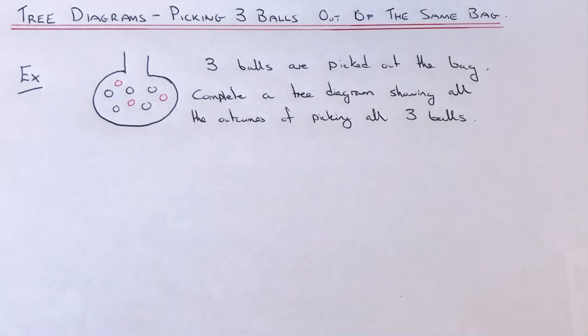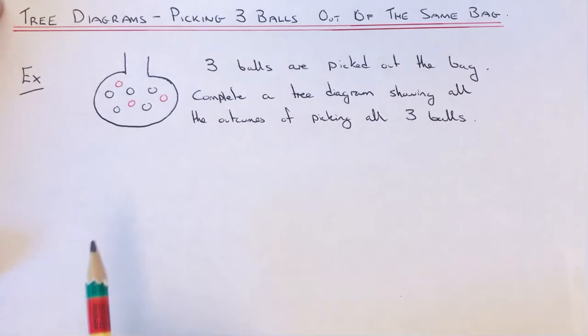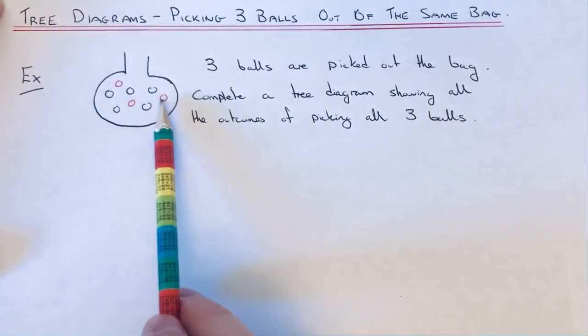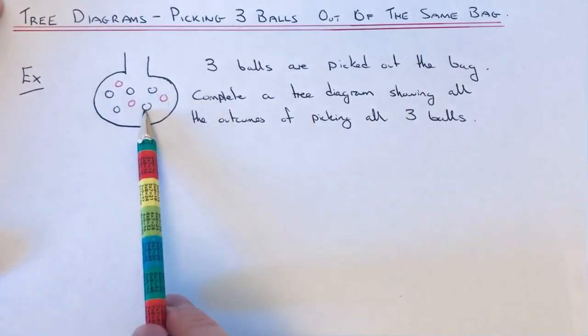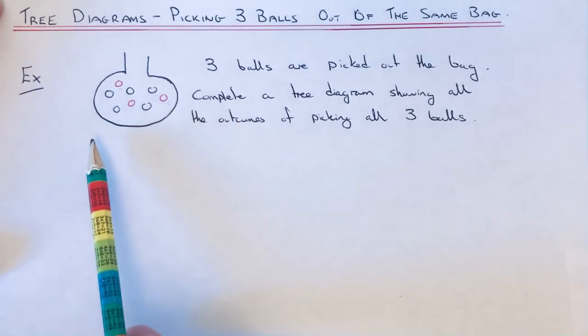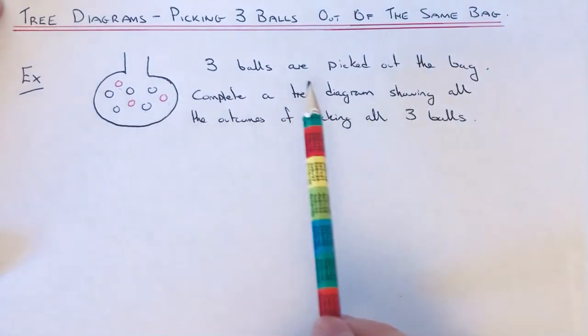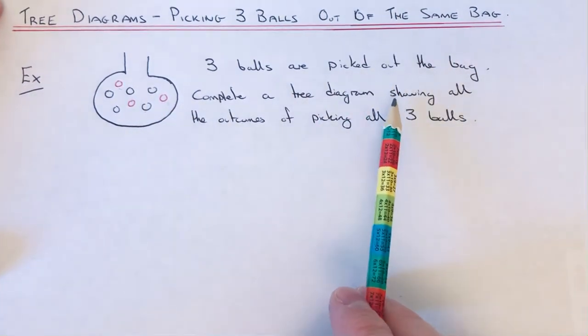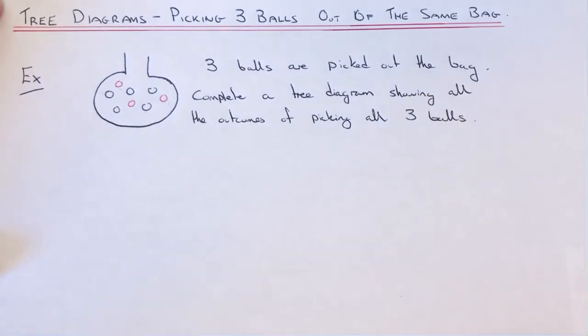Today I'm going to show you an example on drawing a tree diagram where I'm picking three balls out of a bag. Okay, so let's go straight into the example that we have here. So we have a bag of balls. In the bag we've got five black balls and three red balls. So we're going to pick three balls out of the bag. We're not replacing any of the balls.